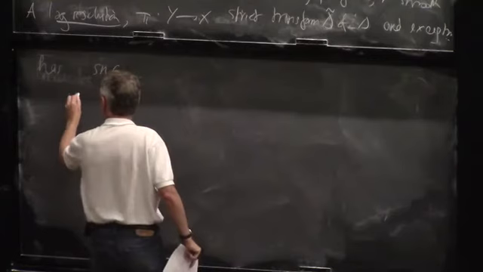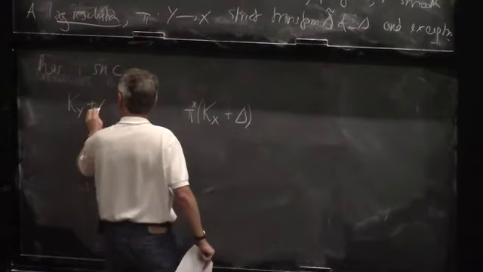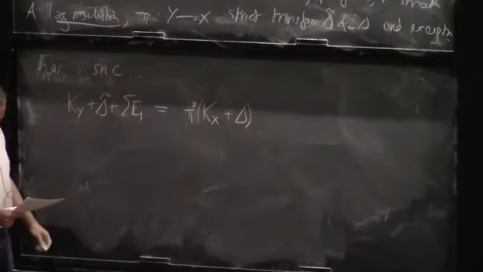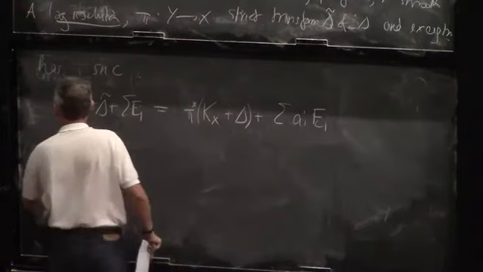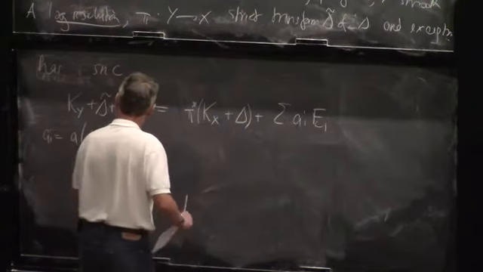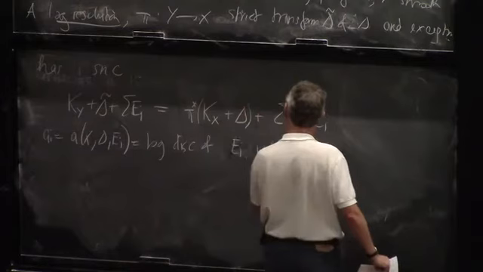Okay, so under those circumstances, I can compare, a priori, K of X and K of Y, but I'm carrying delta with me, so I'm going to compare these two guys. And then I'm just going to throw in the sum of the exceptionals, all with coefficient 1, because I'm going to find the log discrepancy. And then finally, the thing I'm interested in is these numbers, a_i. Okay. And so a_i is a(X, delta; E_i). So that's the log discrepancy of E_i with respect to delta.